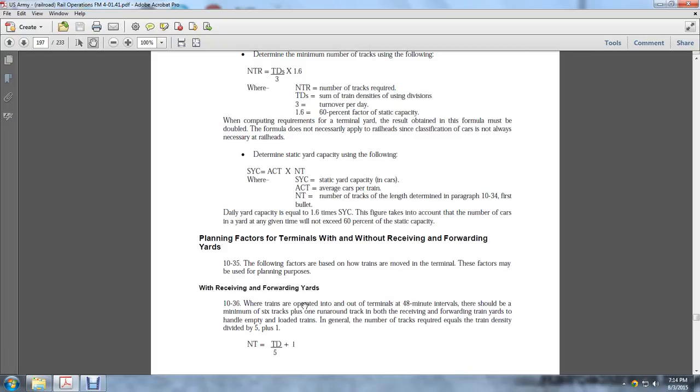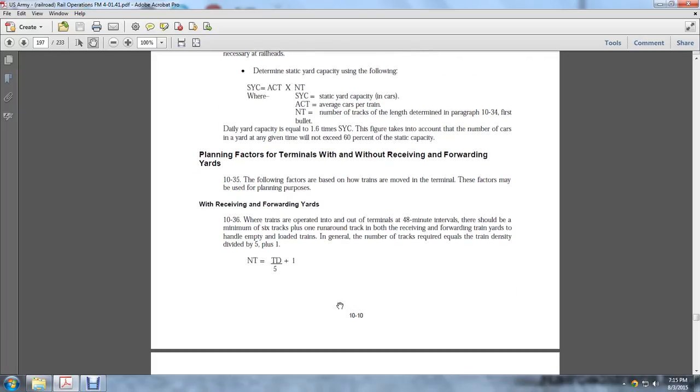With receiving and forwarding yards, where trains operate in and out of terminals at 48-minute intervals, there shall be a minimum of 6 plus 1 tracks in both the receiving and forwarding yards. In general, the number of tracks each equals the train density divided by 5, plus 1.